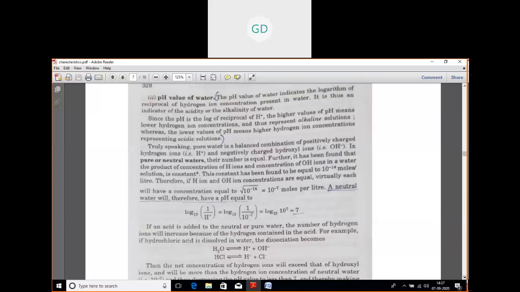Next is pH. I hope everyone knows what pH is. Basically, it is the logarithm of the reciprocal of the hydrogen ion concentration present in water. So it is the logarithm of the reciprocal of hydrogen ion concentration. That means it has one formula.